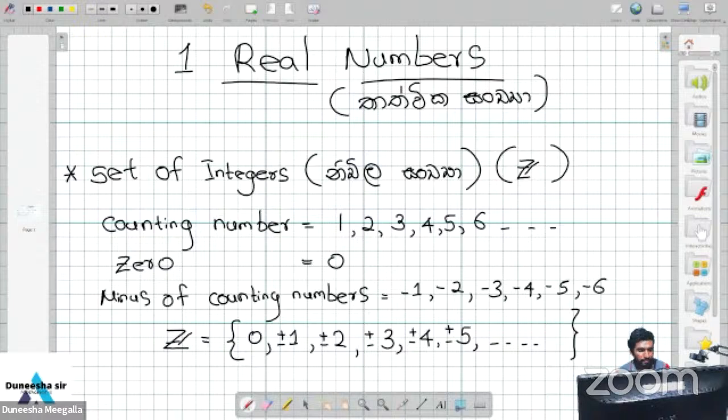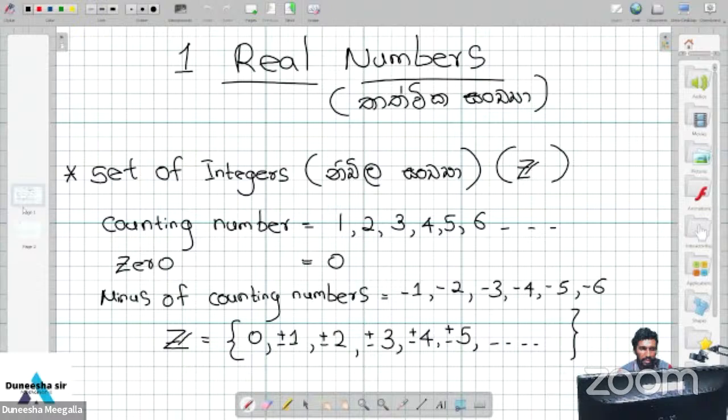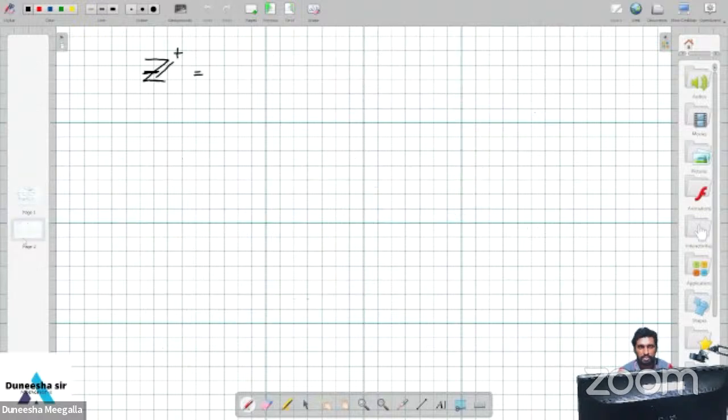Savin, are you finished? Yes, sir. Okay. Then we are going to discuss the Z plus. Z දෙකේ plus එක ගැන අපි කතා කරමු. Can you remember we discussed the counting numbers and minus counting numbers. Okay. Then what is the plus? Plus means a subset of the integers. It is also the counting numbers.